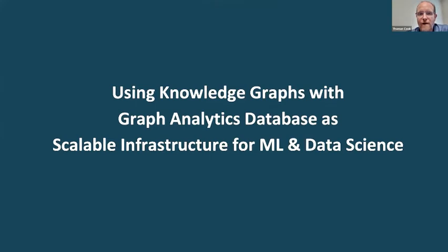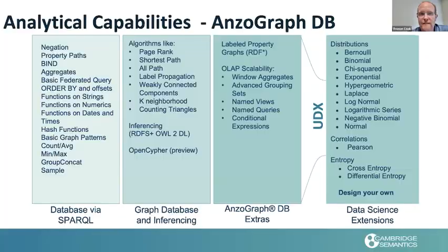So let's talk about how graph analytics databases can support a scalable infrastructure for machine learning and data science. AnzoGraph comes with over 600 functions built in. Many of those are part of the Sparkle query language. If you're not familiar with Sparkle, it's a W3C standard that was inspired by SQL. So it's very SQL-like. It has a select clause, a from clause, a where clause, order by, group by, etc. All things that would be familiar to a SQL developer. Now, there are some aspects that are different, the ability to represent graph patterns and pattern matching and that type of thing. But all of the same concepts will be familiar there.